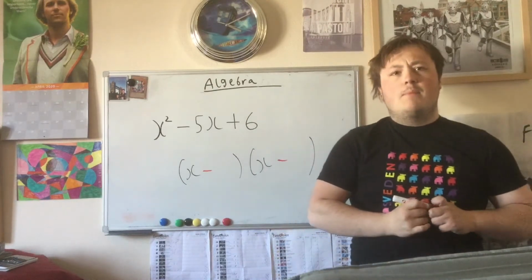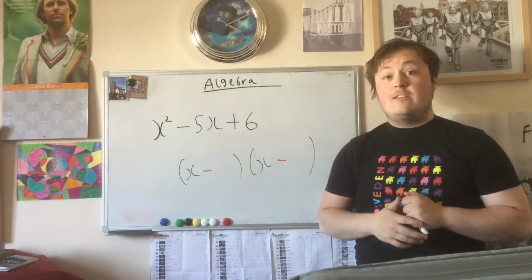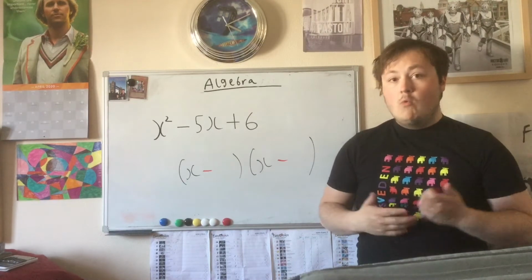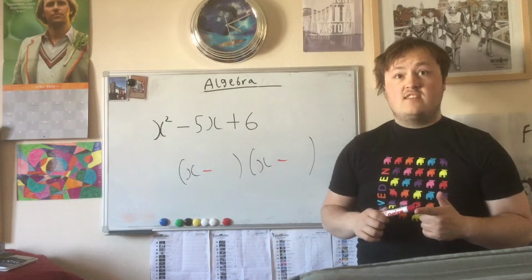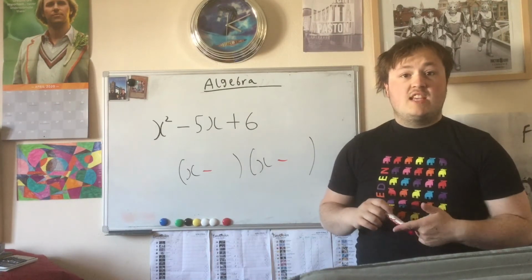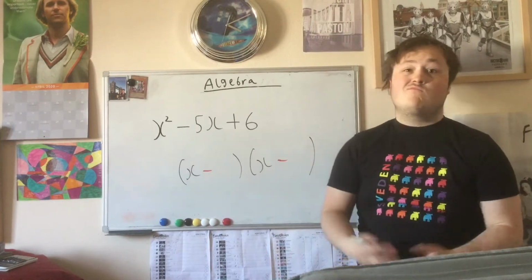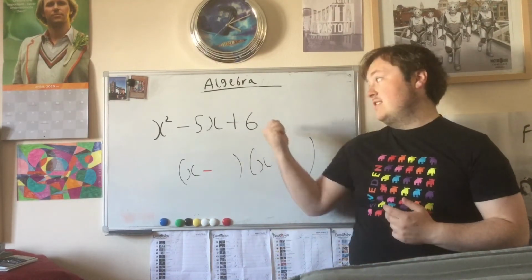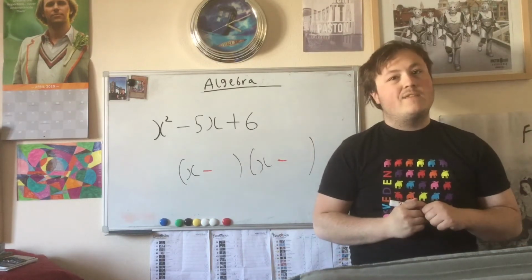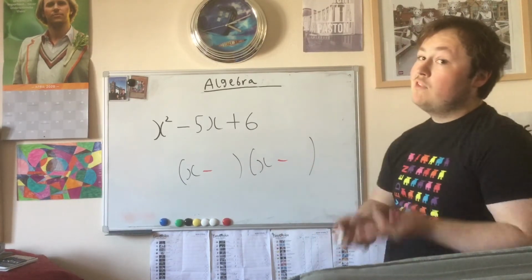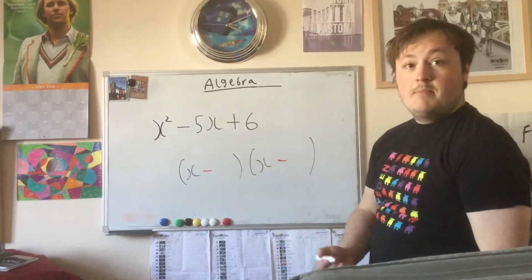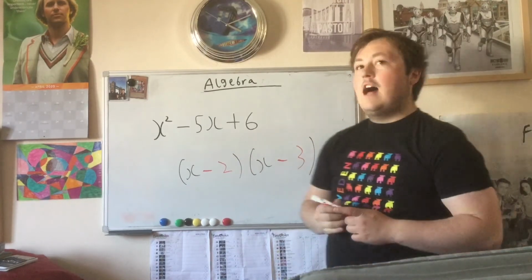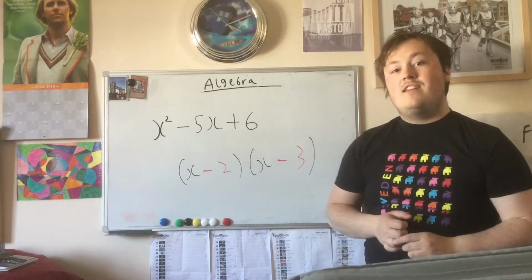So what negative numbers, when added together, get us negative 5, but when multiplied together get us a positive 6? Well, in a 6 times table, there's 1 and 6. So negative 1 and negative 6, that gets us negative 7. It's not the same. What about negative 2 and negative 3? Well, that multiplied together gets us 6. Negative 2 add negative 3 will get us negative 5. Doesn't matter which order in the brackets? No. So it's negative 2, negative 3, and that's how we factorise with two negatives.